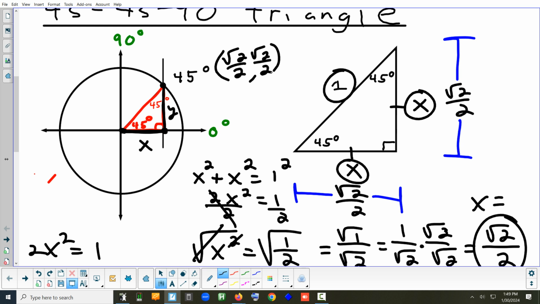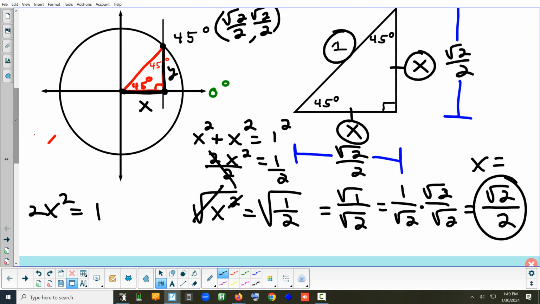Now that we know the coordinate for 45 degrees is that, we don't have to figure that out again. If we had to, we could use the Pythagorean theorem and do it. But the idea now is just to remember that that is the coordinate, or put it on your reference sheet.